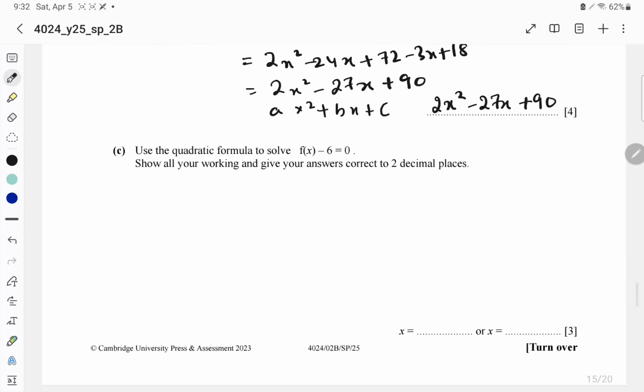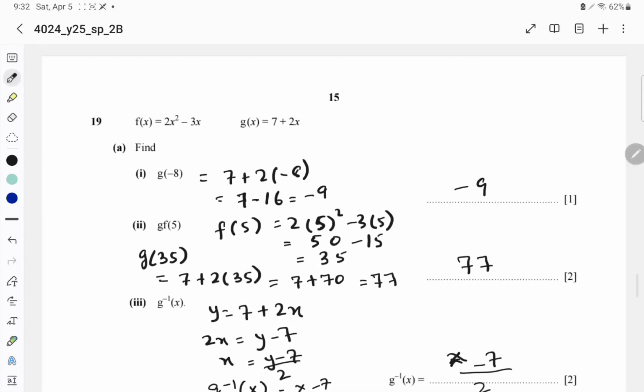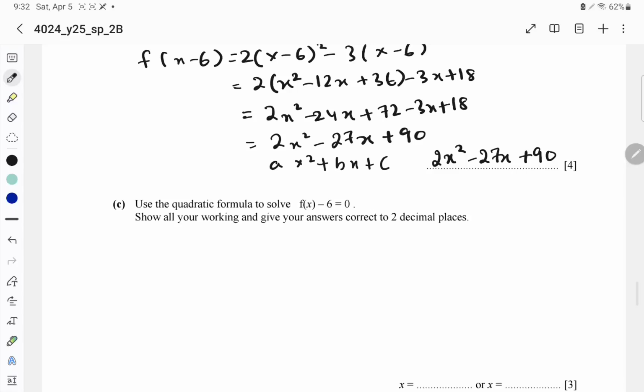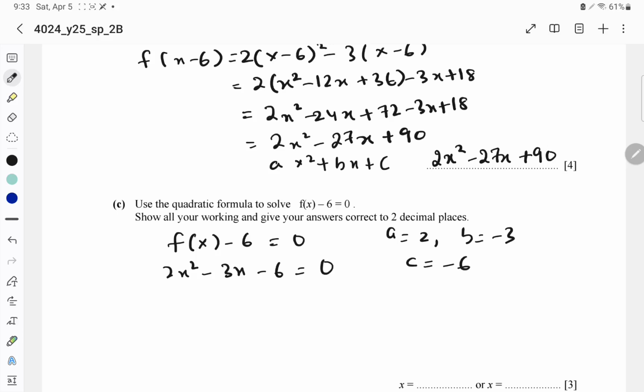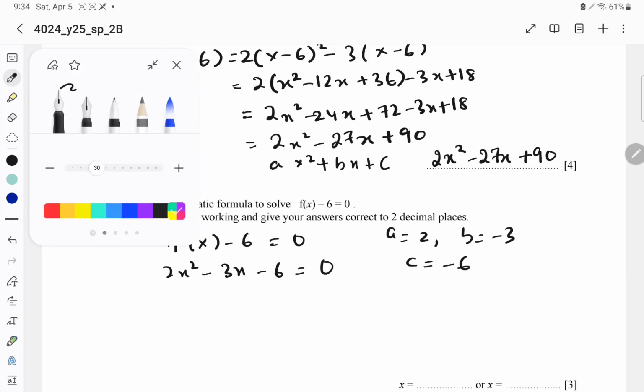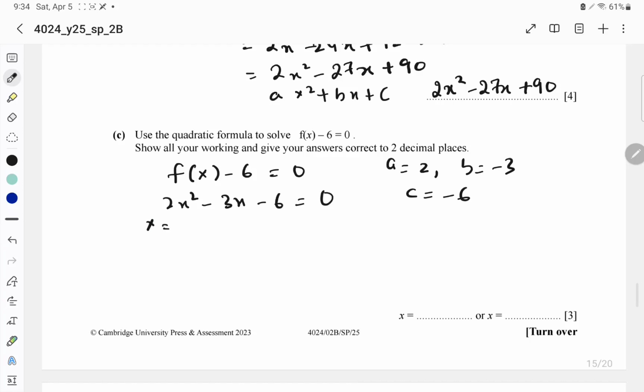Now come to this one. F of x minus 6 is equal to 0. Use the quadratic formula and write your answer to 2 decimal places. F of x is equal to 2x squared minus 3x minus 6 is equal to 0. A is 2, b is minus 3, c is minus 6. The formula is also given in the formula sheet. Otherwise x equals minus b plus or minus square root of b squared minus 4ac upon 2a. It's a 3 marks question.